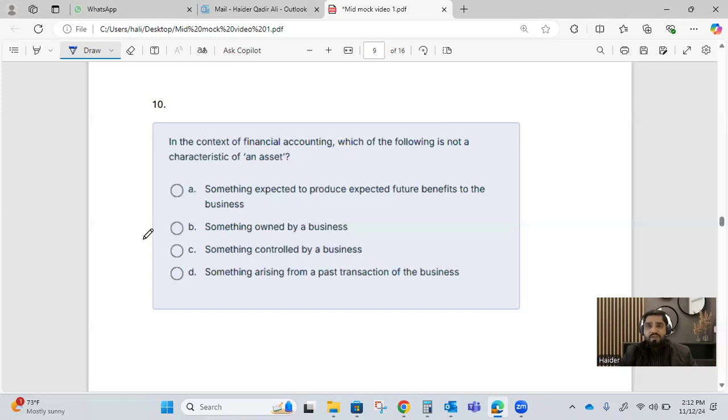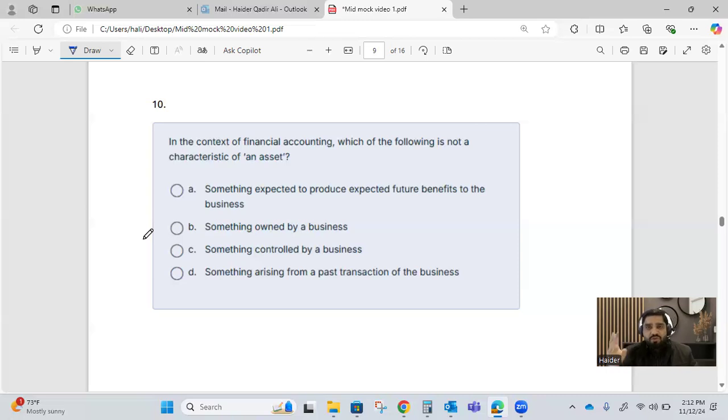controlled by an entity as a result of any past event or any past transaction, and future probable benefits are associated with these resources, or you can say future economic benefits are probable to flow to the entity. So I repeat my words: assets are the economic resources which are controlled by an entity as a result of any past event, and any future economic benefits will probably flow to the entity.